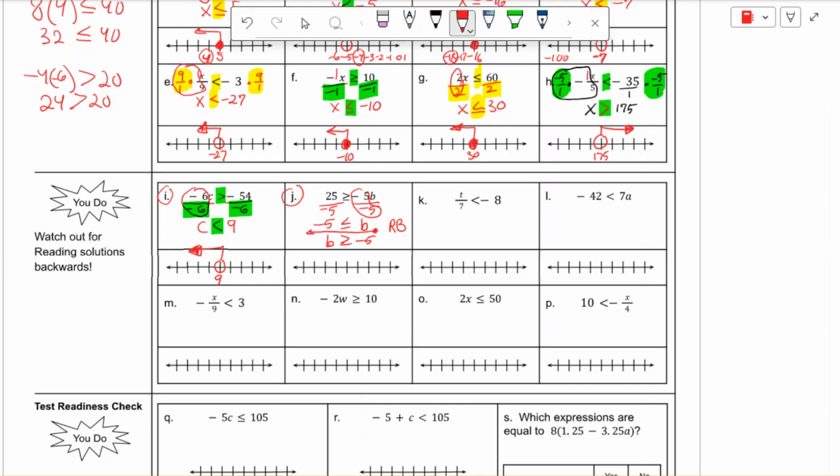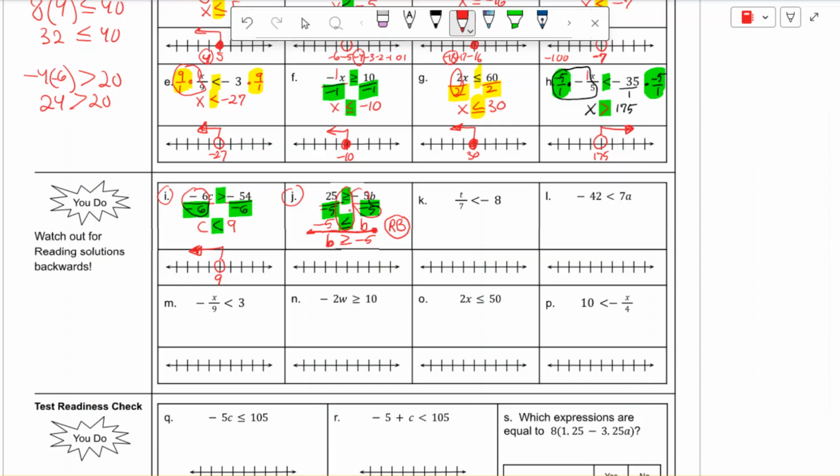On J, we again divided by a negative on both sides, so the sign is definitely going to reverse. But here's the problem with this one. The B is in the back. And so on the previous lesson, we learned how to read backwards. So here's my little point here, and I'm reading backwards. B is greater than or equal to negative 5. So those can be tricky because the sign is switching, but then the problem is backwards. So then you got to flip the whole answer over.